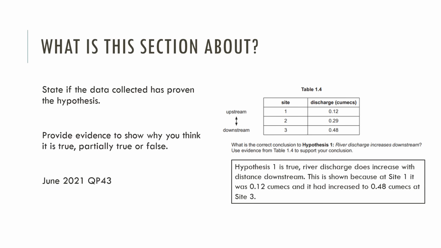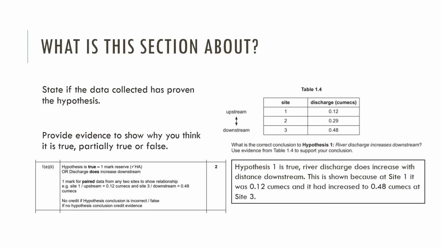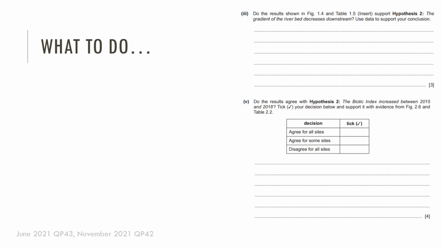So this 2-mark answer sums up exactly what you need to do for these questions that are typically 4 marks. You state if the data collected proves the hypothesis, and you provide evidence to show that, as this mark scheme for 2 marks clearly shows. So again, here are some questions for you. A whole variety of data. Again, you will see this as you go through exam papers and past papers, but there is a certain way that you answer these questions.